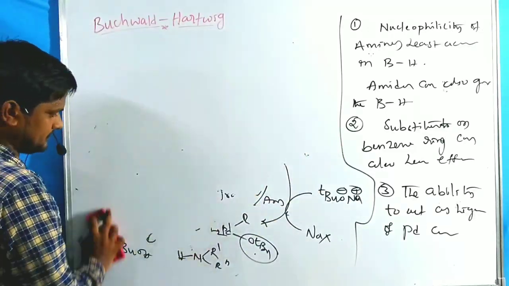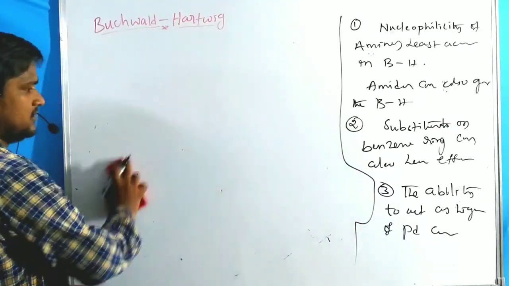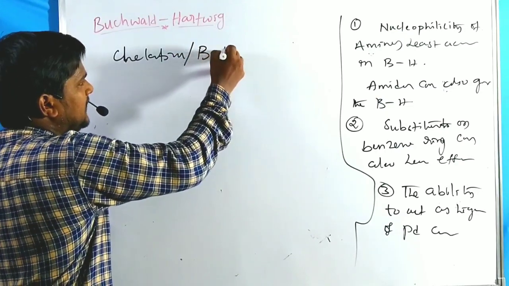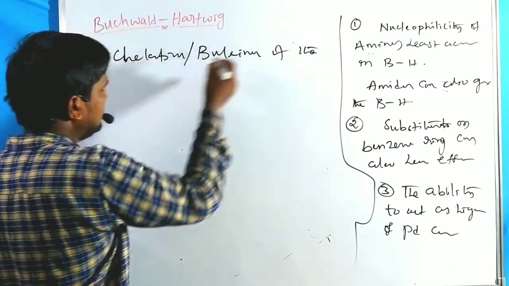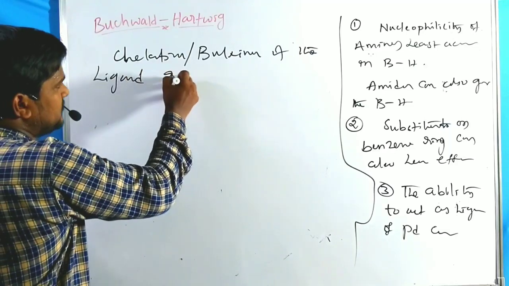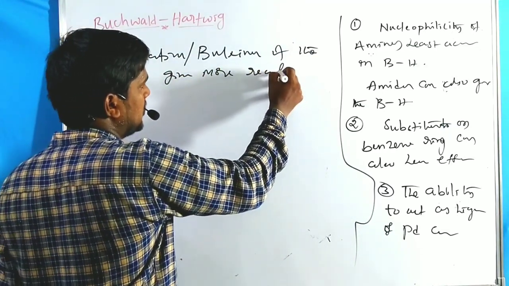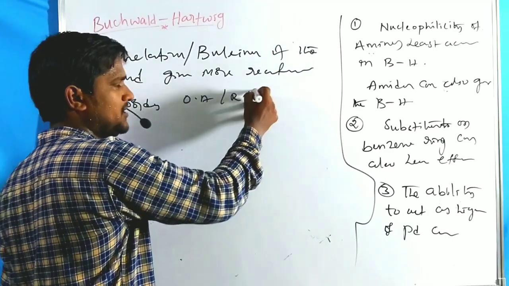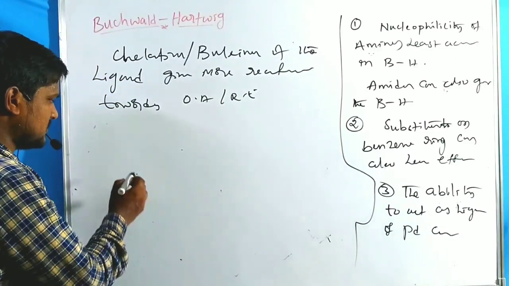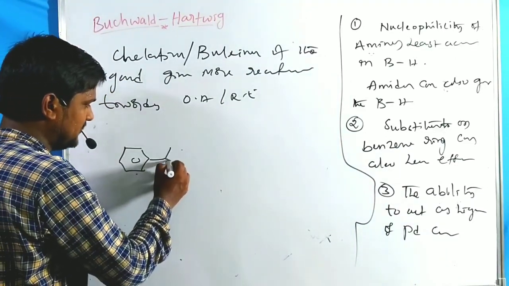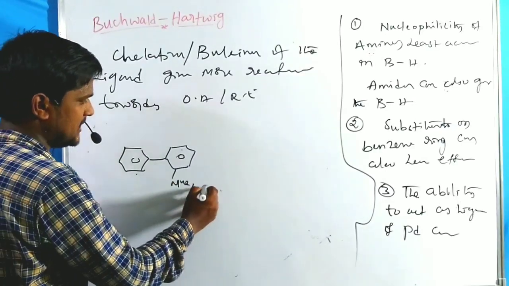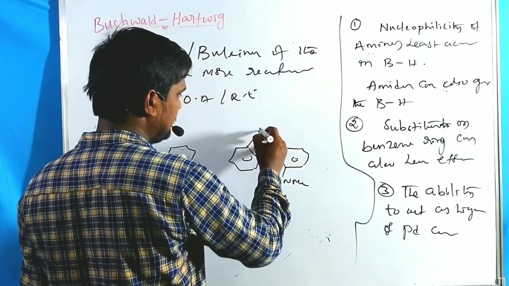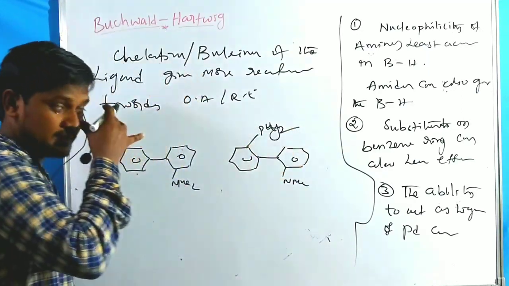In general, the chelation or bulkiness of the ligand makes the catalyst more reactive towards oxidative addition, reductive elimination, and transmetallation steps. That's why we use some very useful ligands in the Buchwald-Hartwig reaction. Here it is N-methyl taken twice, PCy2. These Cy indicate a cyclohexyl group.